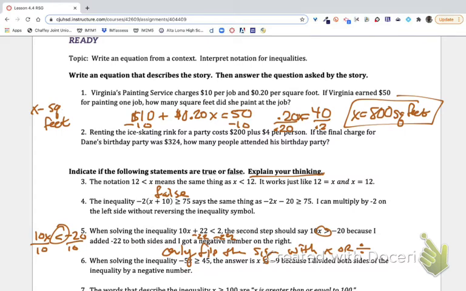For number 6, when solving the inequality, negative 5x is greater than or equal to 45. The answer is x is less than or equal to negative 9. This is true because of what I just wrote. Only flip the sign with multiplying or dividing by negative. That's one big piece there. We're only going to flip the sign when we're multiplying or dividing by a negative value.